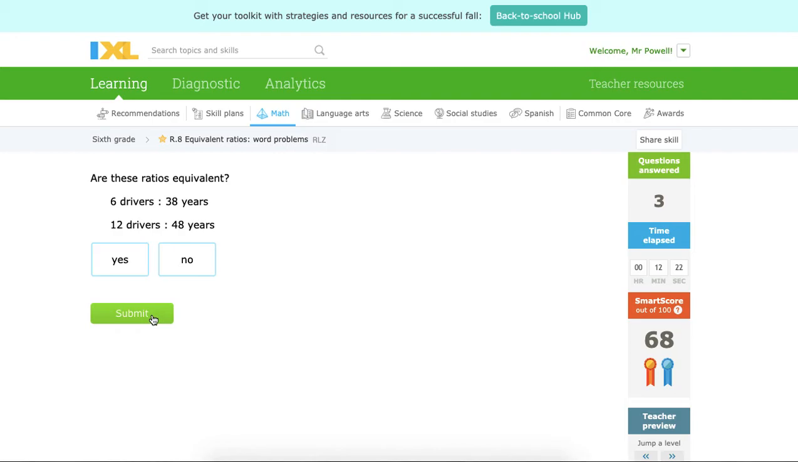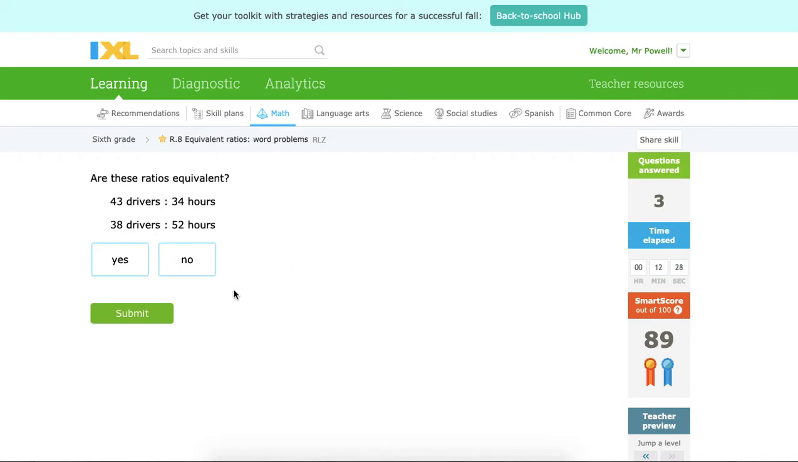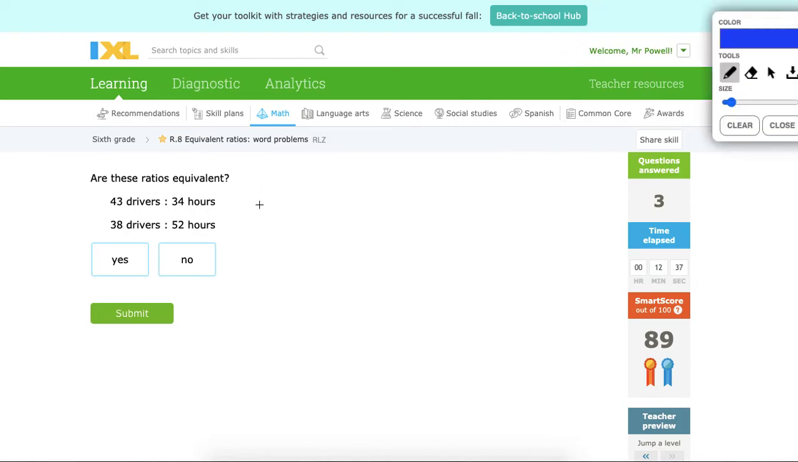Okay, let me try another one. Let's jump up to another one here. So let's look at this one. What would be the easiest way to go ahead and try this one? So we have 43 to 34. Now nothing is jumping out that goes into these. I can see right away they aren't even. So I start thinking of multiples. I can't think of anything that goes into those. Let's start with the other one then.